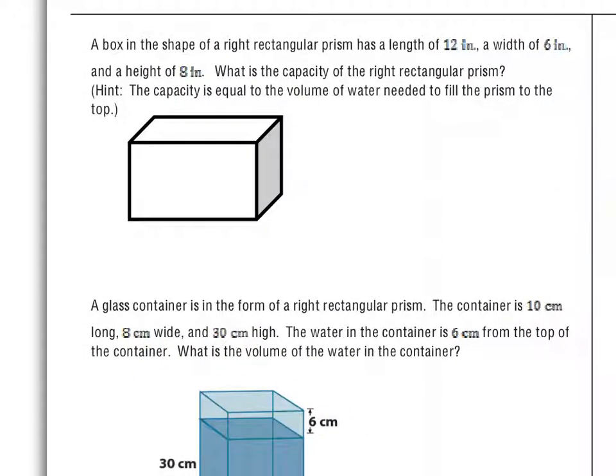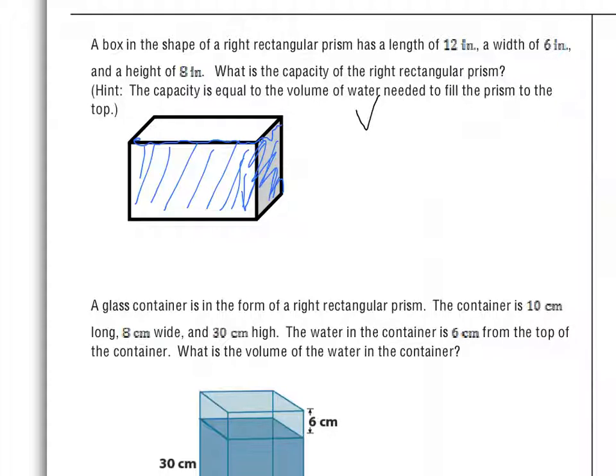It says a box is in the shape of a rectangular prism and has a length of 12 inches, a width of 6 inches, and a height of 8 inches. What is the capacity of the right rectangular prism? So we're talking about the volume. So basically we're saying we have this shape and we have filled it all the way up to the top with water. So we're looking for the volume of this entire rectangular prism. So this one's pretty easy. That just means we want the volume of the whole thing.